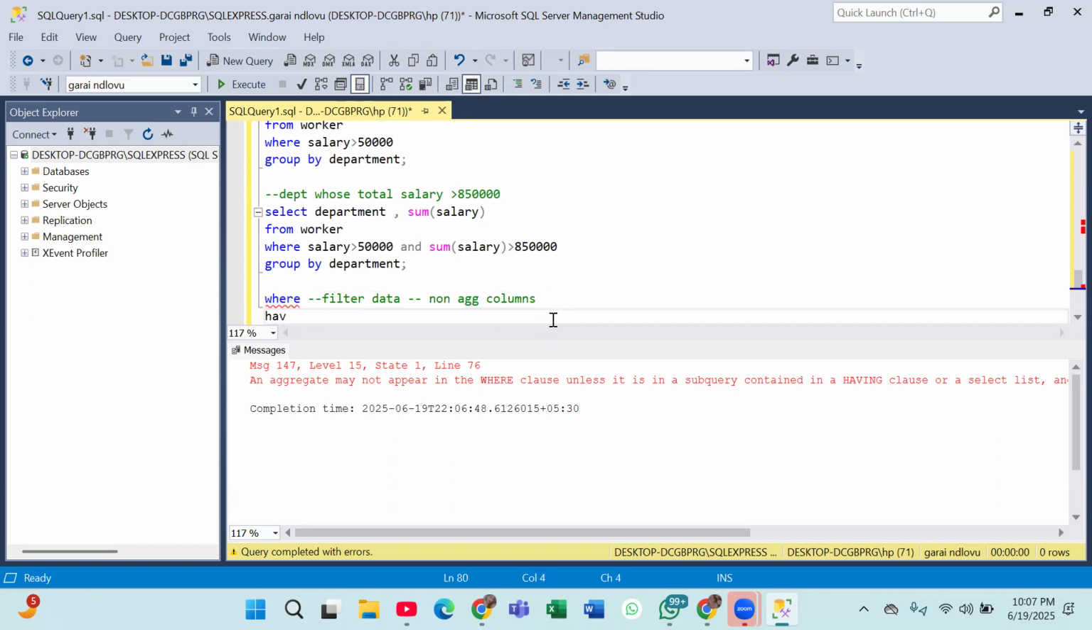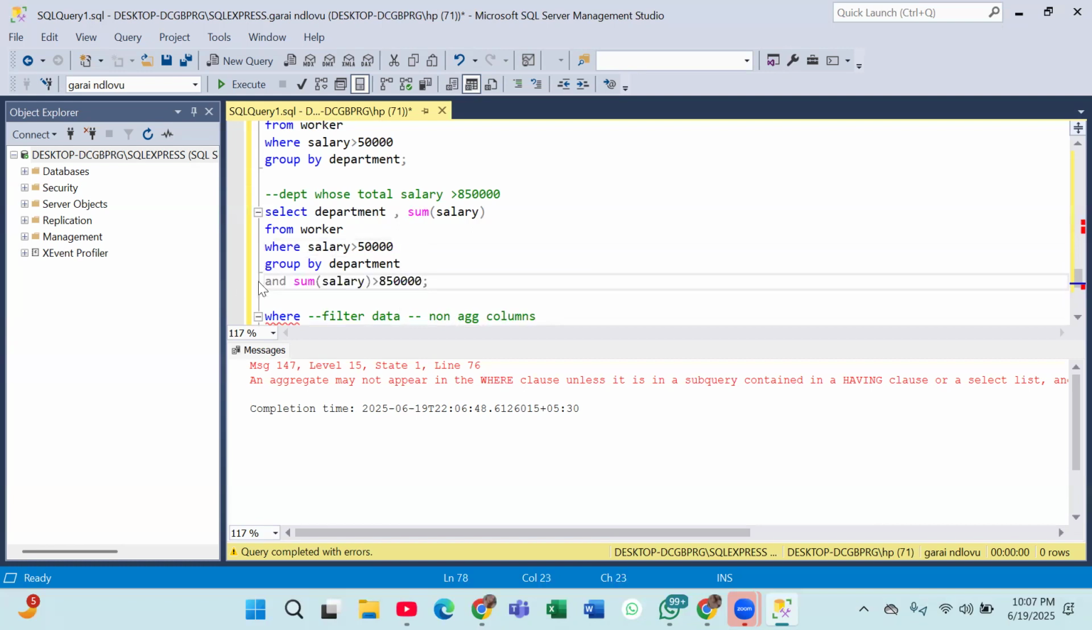So what do we have to use? We have to use having. Having is also used to filter your data, but with aggregate columns only. Is this clear? Is this clear with everyone? I'll write having here.